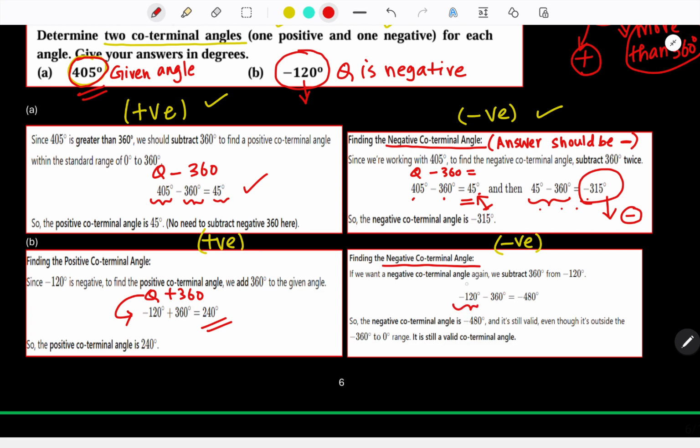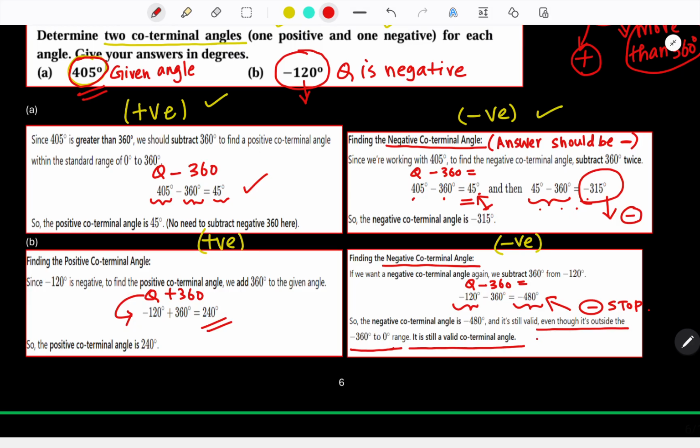Minus 120 is your question. Question minus 360, which is equal to how much? Minus 480. The answer is minus or plus? Minus. So stop it here. No need to do one more round. So this is called a negative coterminal angle. Still valid even though it is outside the minus 360 degree range. It is still a valid coterminal angle.